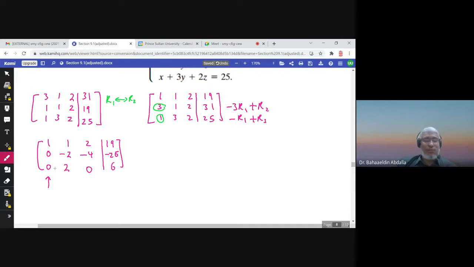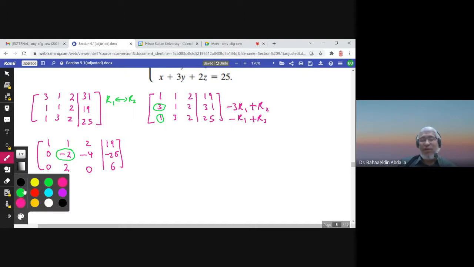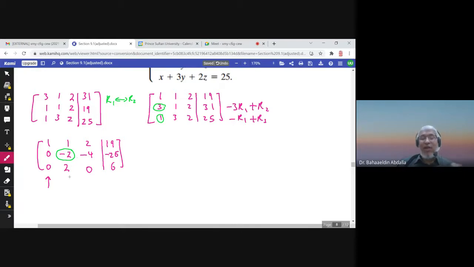That's what I want. What is the second step? What should you do now? Well, I should go to column 2 and I need this number to be 1. How to make it 1? Well, I can interchange it with the row below, not the row above. Because if you change it with the row above, the 0 will be changed and you will lose what you did in the first column. So please listen carefully and do as I tell you.